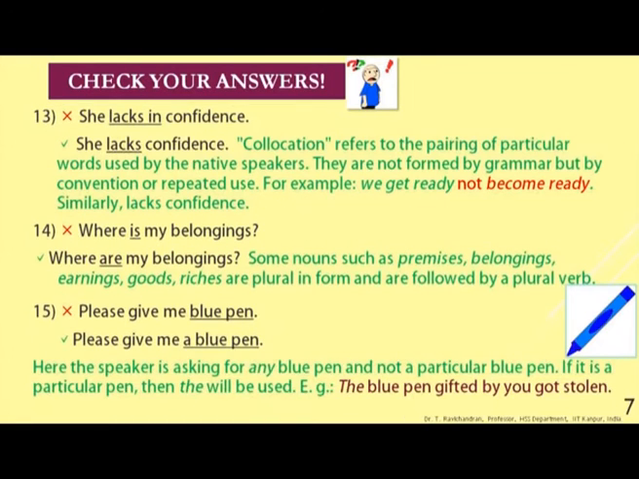Now, 13 is introducing the term collocation in terms of English usage. What is collocation? Collocation refers to the pairing of particular words by native speakers. The native speakers put two words together, decided not by grammatical rules, but by convention or repeated use. They make it a convention that one word will go with the other word or preposition only.